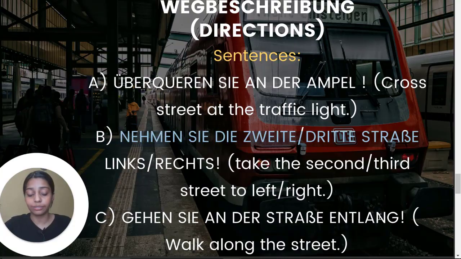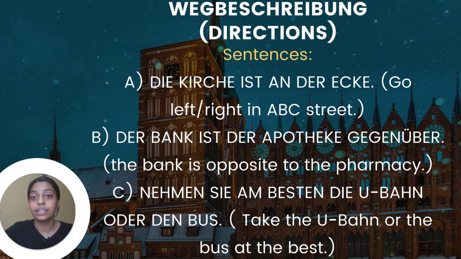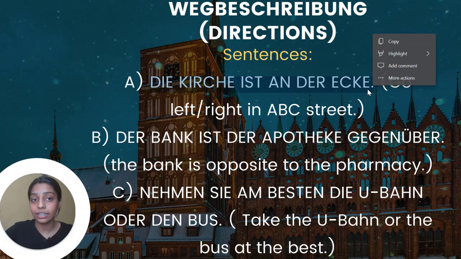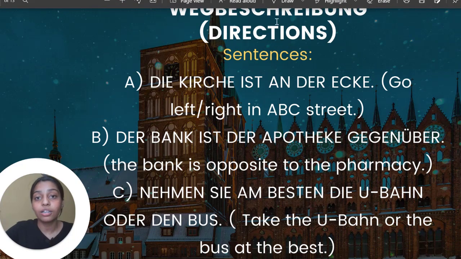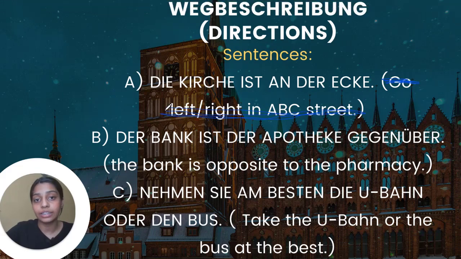Next that we have here is die Kirche ist an der Ecke. Now this actually has an error. The meaning that is written here has actually been typed wrong. So let's correct this first. Let me tell you the meaning. The meaning of this is the church is at the corner. So cut this out, this is not the meaning. Die Kirche ist an der Ecke means the church is at the corner.